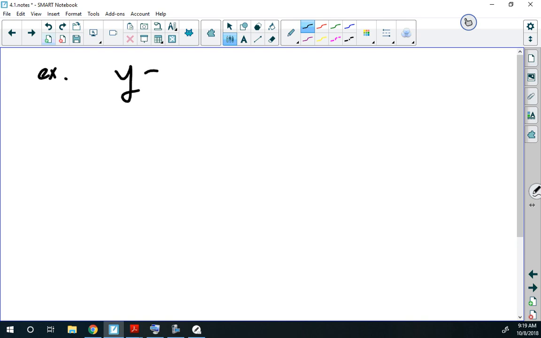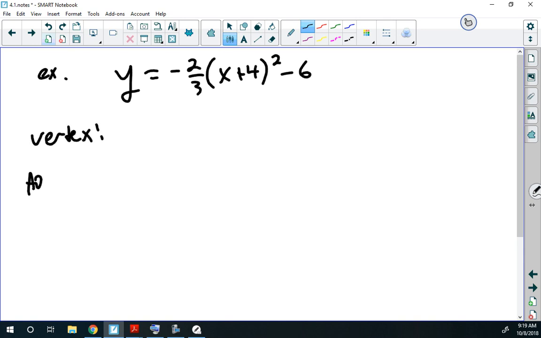Suppose we had y equals -2/3 times the quantity x plus 4, the quantity squared minus 6. They're going to ask you for the vertex. They're going to ask you for the axis of symmetry. They're going to ask you for the domain. They're going to ask you for the range. They're going to ask you for the min or max value. And you should be able to answer all those without doing any work. What's the vertex of this thing?